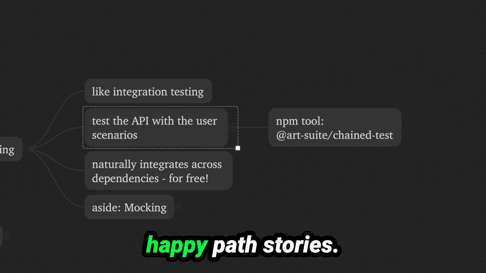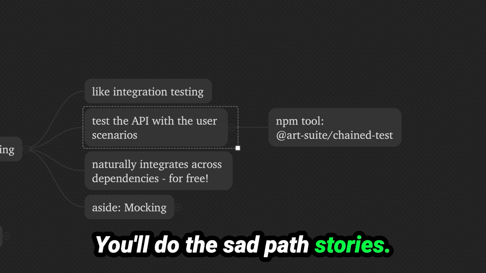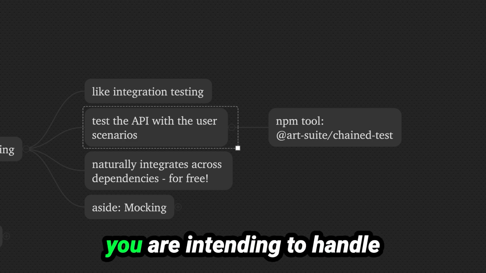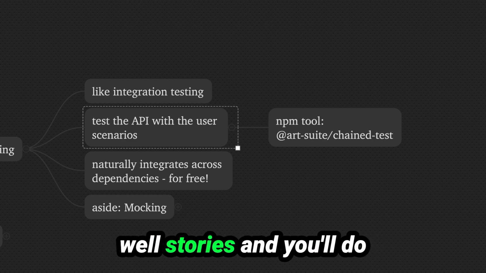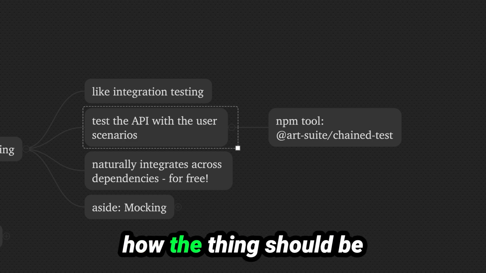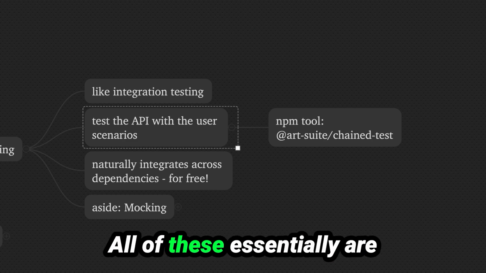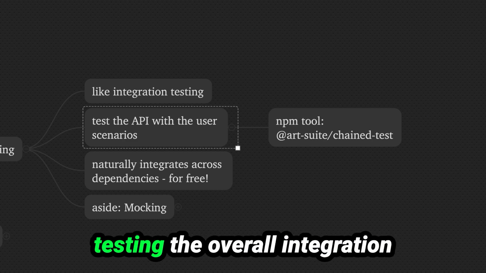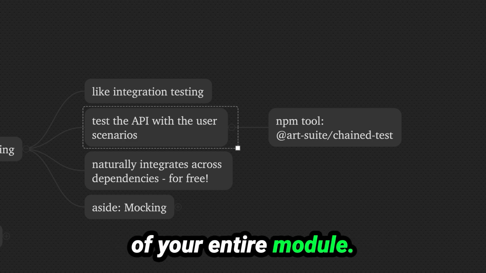Of course, you'll do the happy path stories, you'll do the sad path stories, you'll do the error paths that you are intending to handle well stories, and you'll do the crazy things as well. All of these demonstrate how the thing should be used from the outside. All of these essentially are testing the overall integration of your entire module.